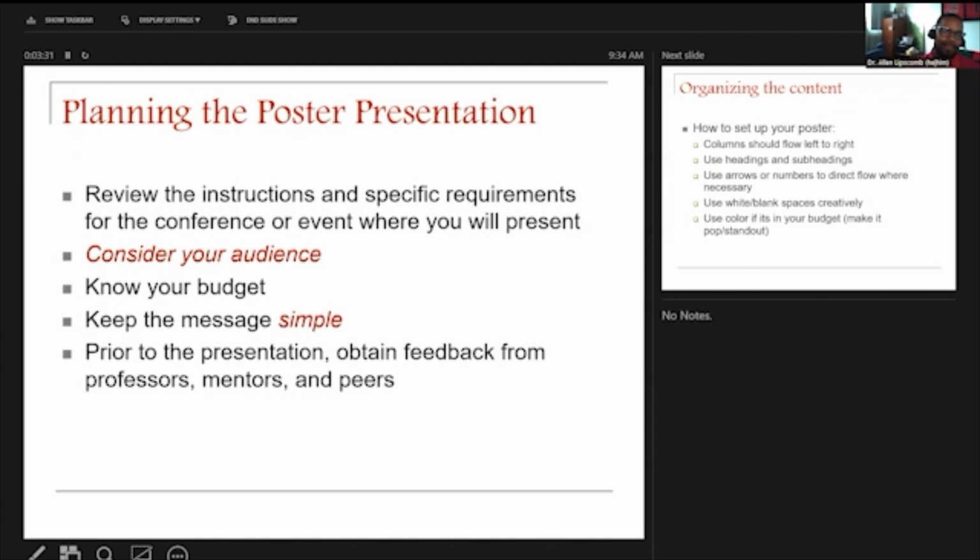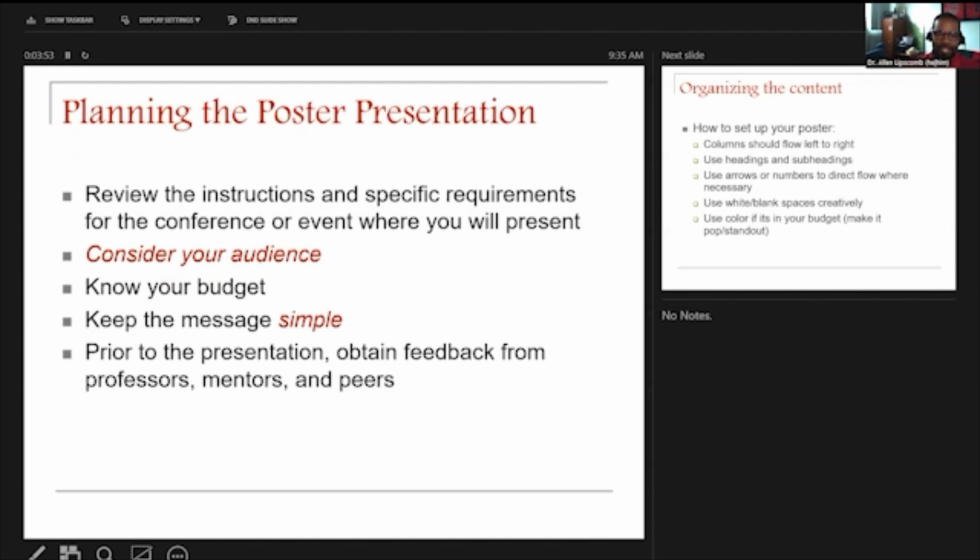You also want to keep the messaging around what you're presenting simple. Your poster presentation, you want to keep it simple. Why? Because you want anybody who is viewing or reading your poster to be able to track and follow along and understand what it is that you are trying to highlight in your presentation.